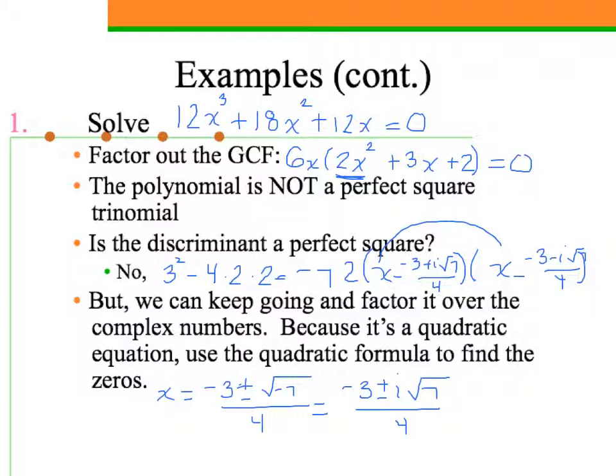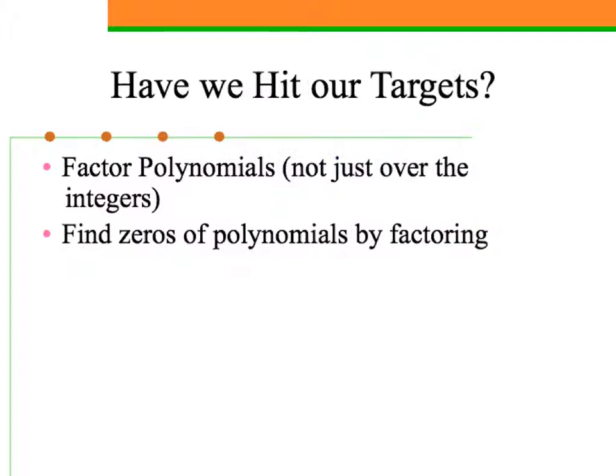But our focus in this example was primarily to just find those zeros because the equation was set equal to 0. There they are in the blue box. So once again, we wanted to continue to factor polynomials, now not just over the integers and not just over the real numbers, but also complex numbers, and then find zeros by factoring. If you have any questions, don't hesitate to email me.